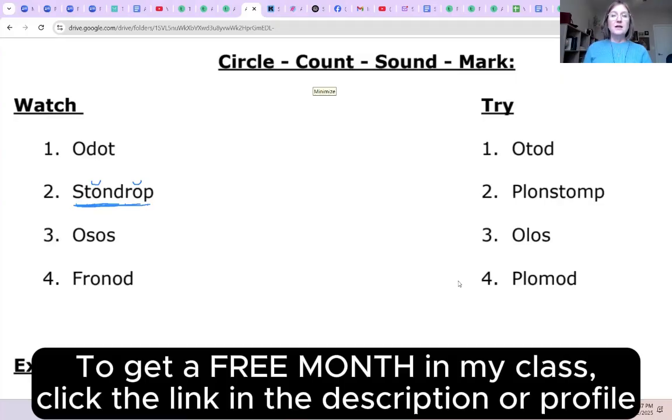Stondrop. Oh, yeah. Somebody said that they pronounced it like this. Yeah, that's perfect. Stondrop. That's exactly what it should be. Go ahead and try yours over here. I'll be quiet while you work. Don't let an R come in after the T. Just warning that that might be a temptation for that letter to come in.